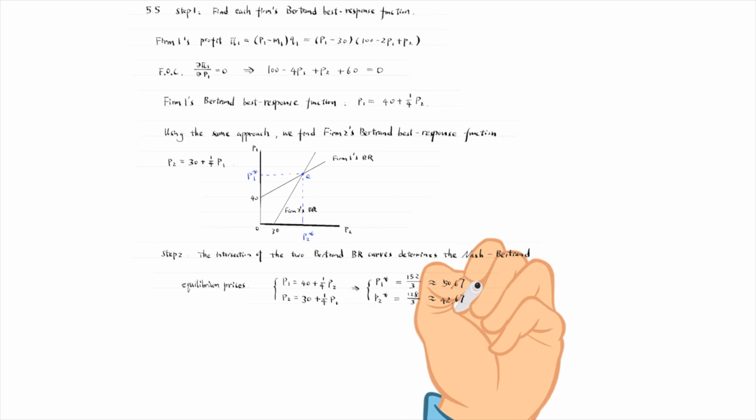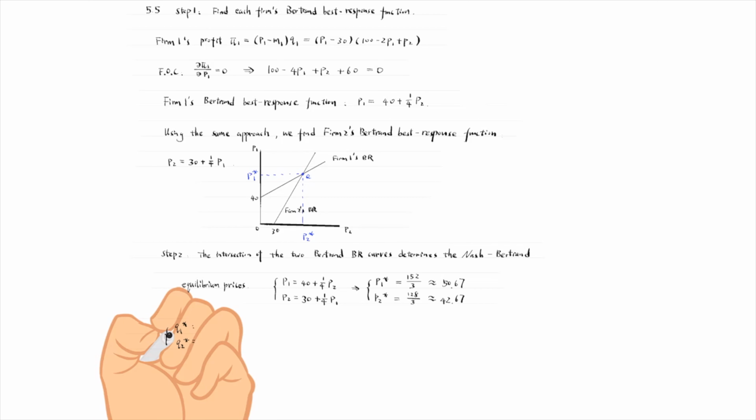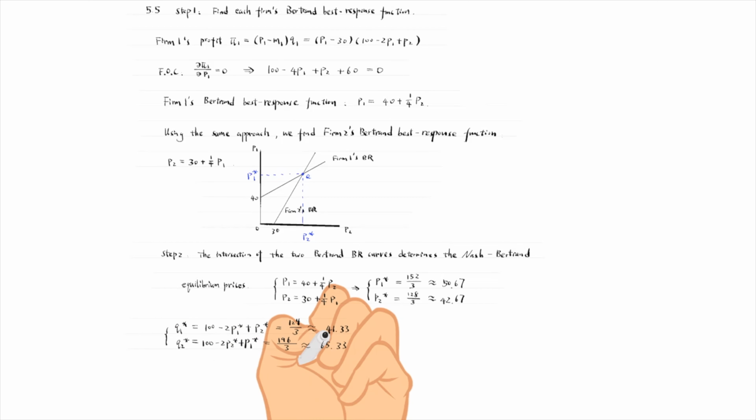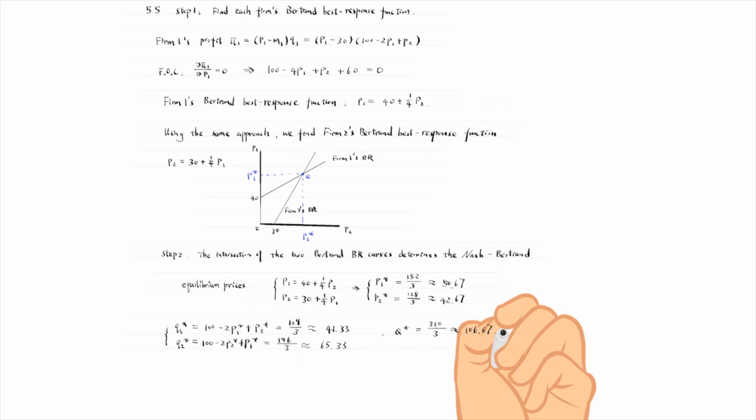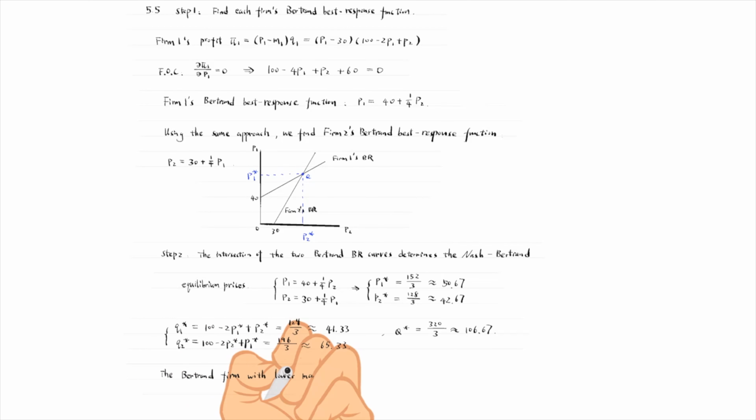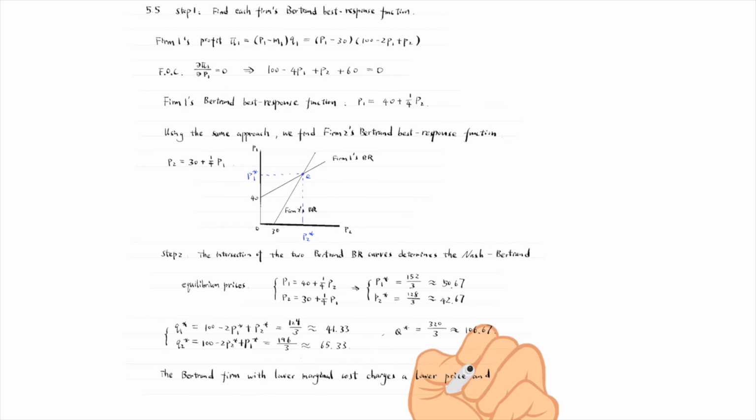Firm 1 charges $50.67 and Firm 2 charges $42.67. Substituting the Bertrand equilibrium prices into each firm's demand function, we obtain the Bertrand quantities. The Bertrand firm with lower marginal cost charges a lower price and produces a higher quantity.